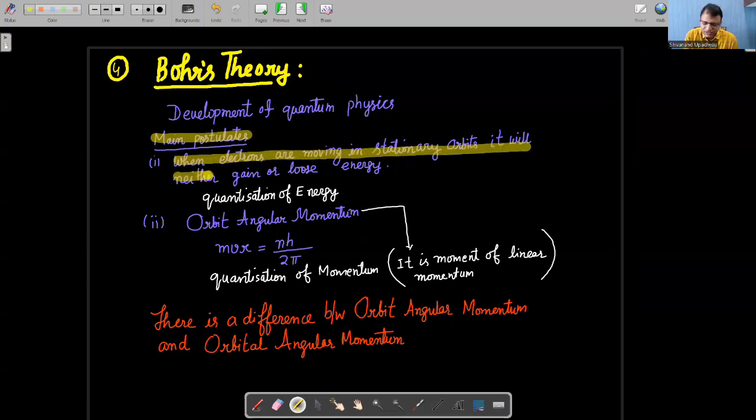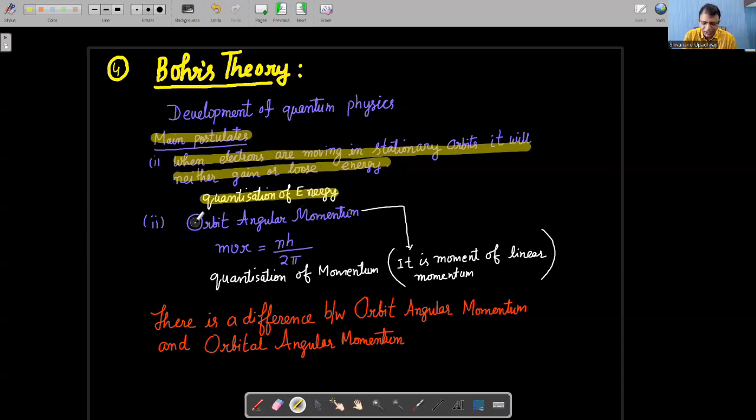According to classical physics, it is not possible, because according to classical physics, if it is moving in a circular orbit, it will lose energy and it will enter inside the nucleus. So this is about quantization of energy. We will discuss it later.